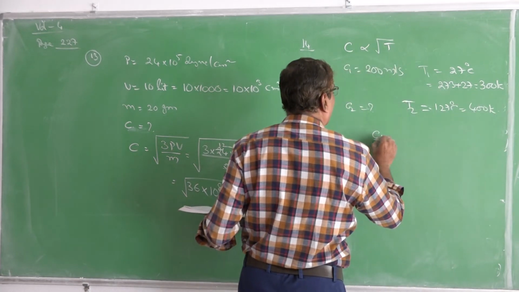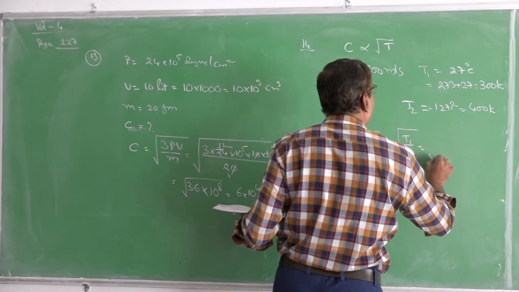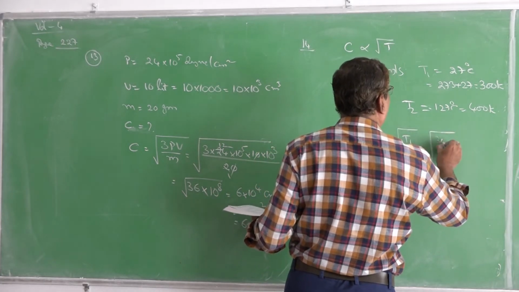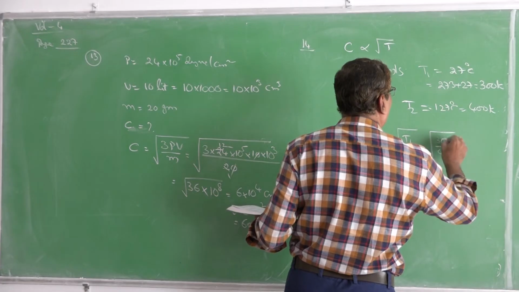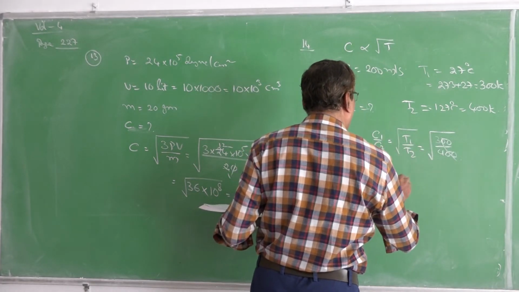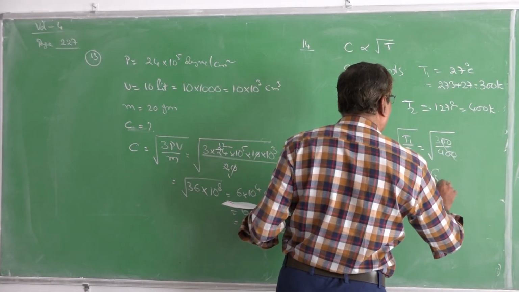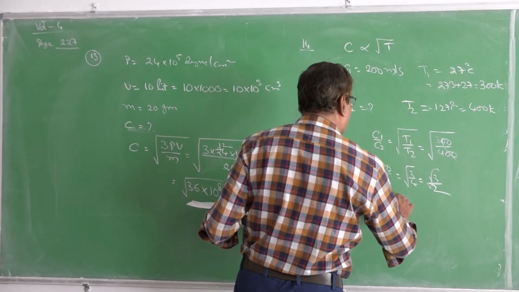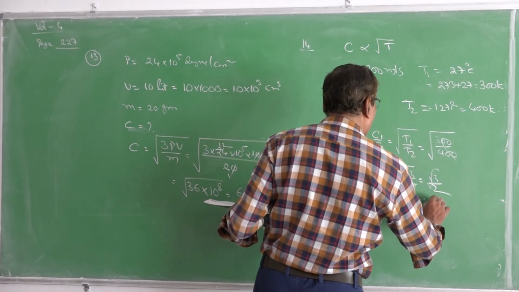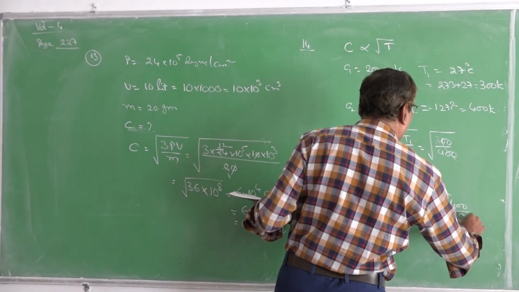So writing C1 by C2 is equal to square root of T1 by T2, 300 by 400. Here it is 200 by C2 is equal to square root of 3 by 4, that is square root of 3 by 2. That is C2 is equal to 2 into 200 by root 3, that is 400 by root 3 meter per second.